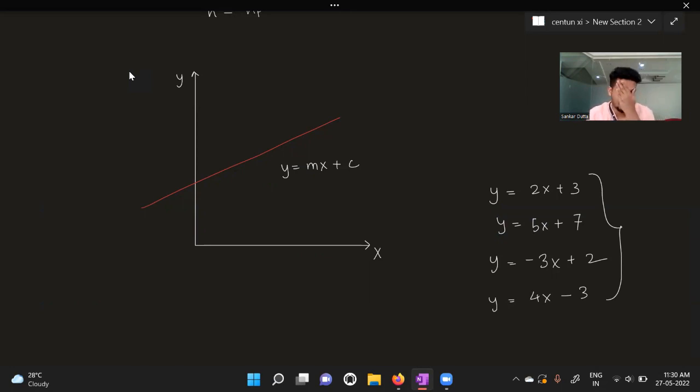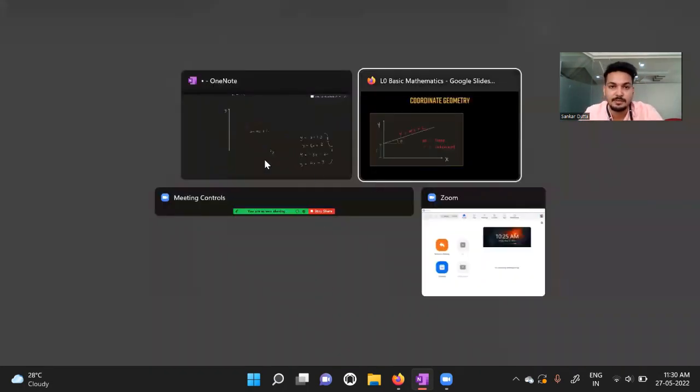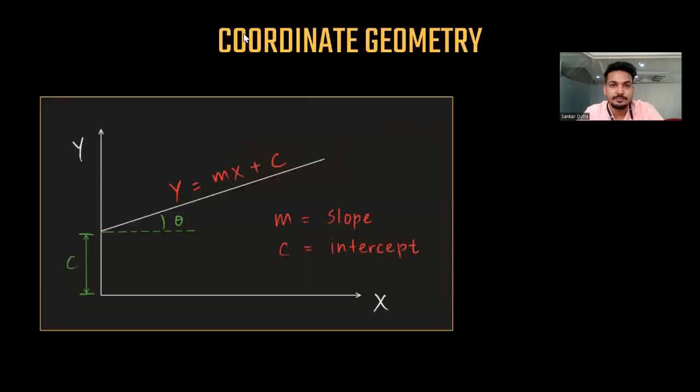Now let's try to figure out the significance of these numbers, because y and x will be there. These are variable quantities. These constant quantities like 2, 5, minus 3 and 4 will define how the line will look. Sometimes the line is like this, sometimes it will be like this, sometimes like this. So I'm going to a website called desmos.com, and we'll test what is the use of these numbers. Let me tell you my experiment, what I'm planning to do.